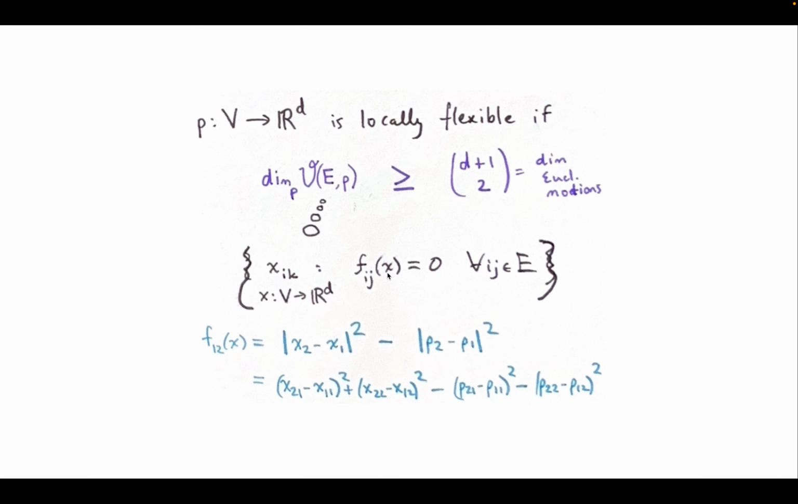So the edge length equations are just like this. It just says that the new placement x should have the length of edge 1, 2 minus the length of the edge 1, 2 in the placement p be 0. So they have the same edge length. And if you require that for all the edges, then you get some algebraic variety inside of R^n, or R^(vd), where v is the number of vertices and d is the dimension.